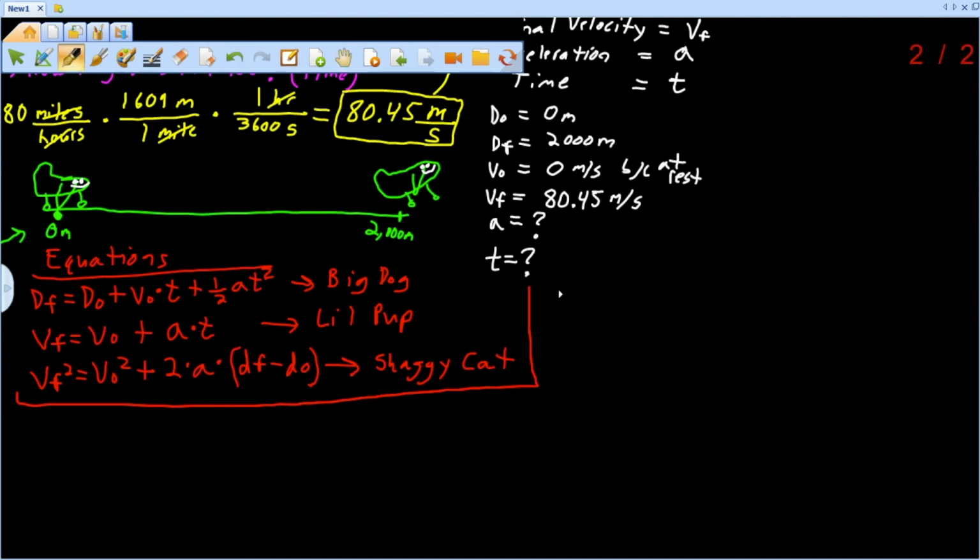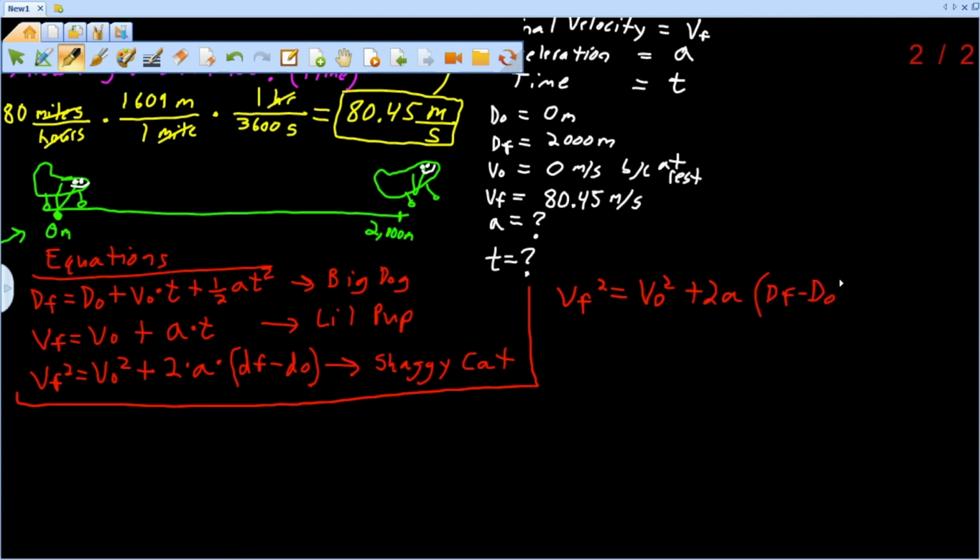When picking an equation, we need to choose one that is only missing one variable. We're going to note, given that we're missing A and T, that the only equation that is missing only one of those variables is going to be Shaggy Cat. So that's the equation that we'll use.